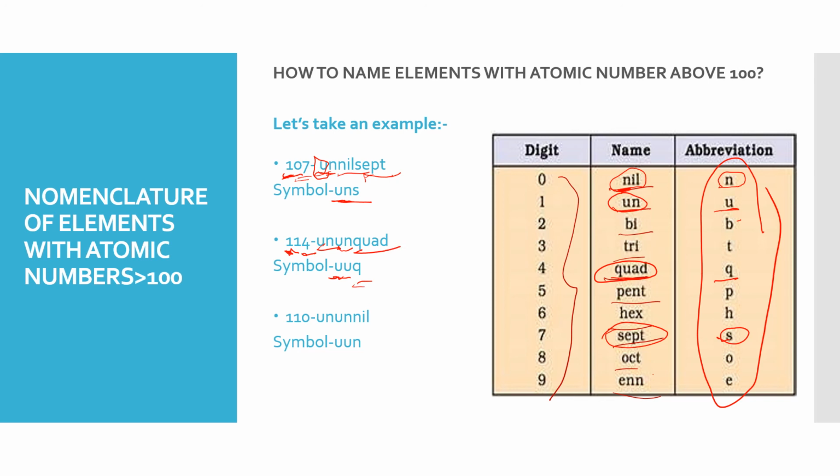Next one is 110. Over here again there are two ones, so it will be un, un. And for 0 it is nil. The symbol for 1 is u and u, and for 0 it is n. So I hope you understand.